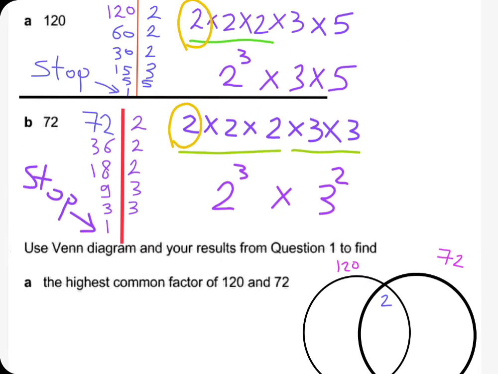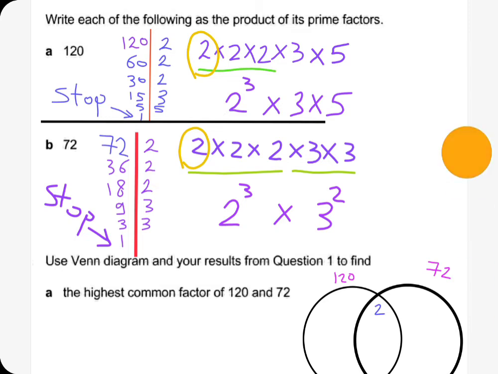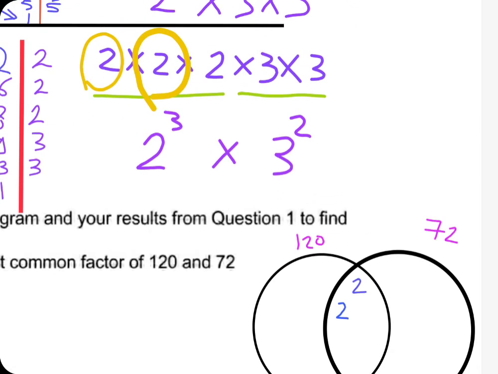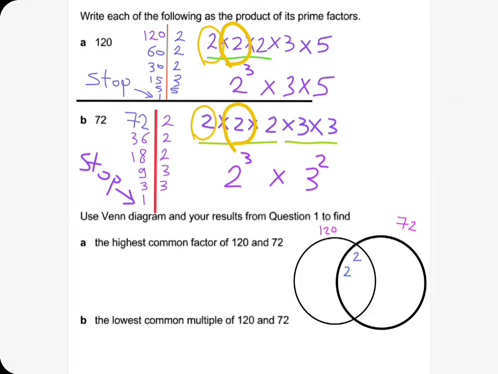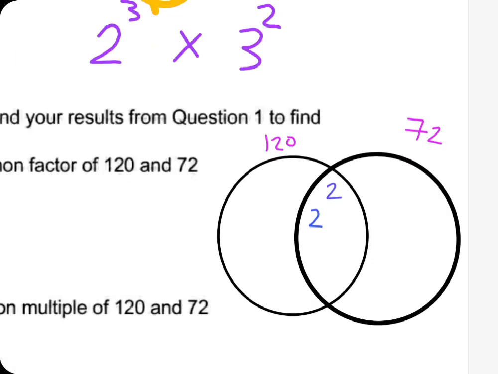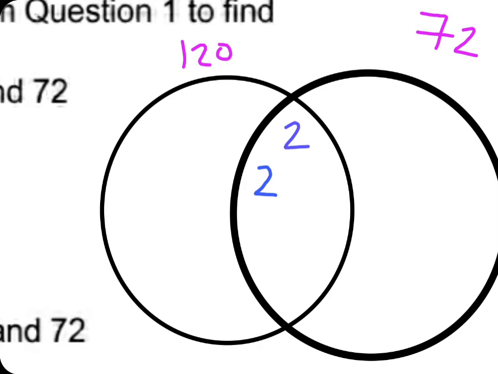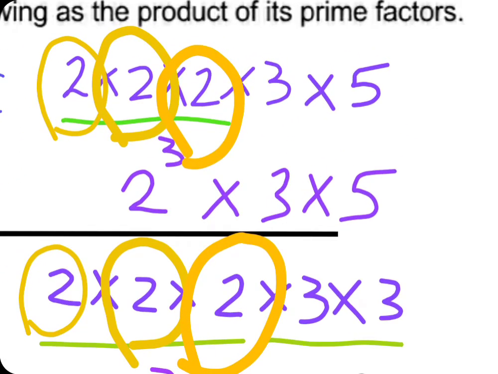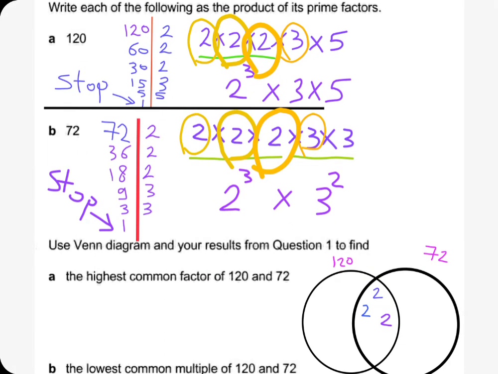And then, what do we have? We have another 2 here, so we put the second 2 here. And then, we have a third 2, you see it? So we put it in the middle, very good. And then, we have the 3, so we put it in the middle.